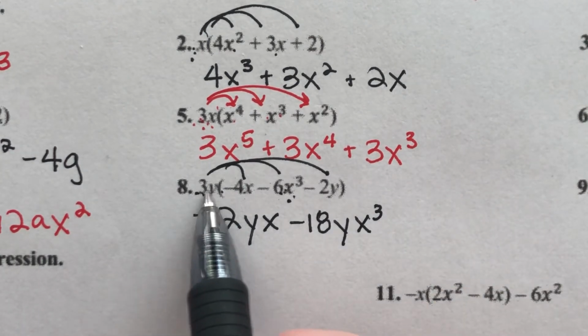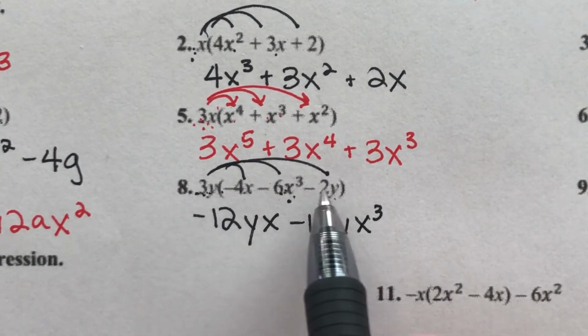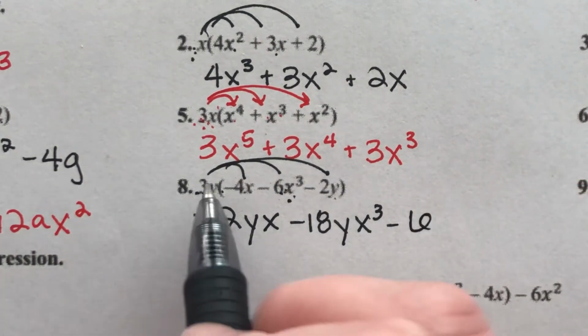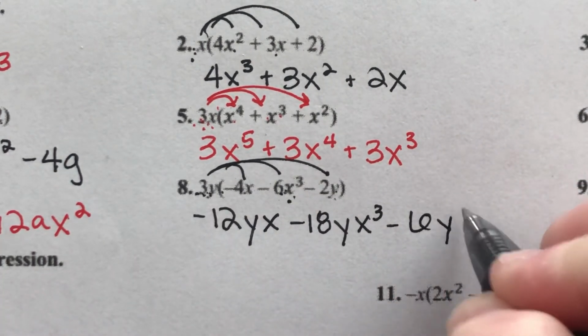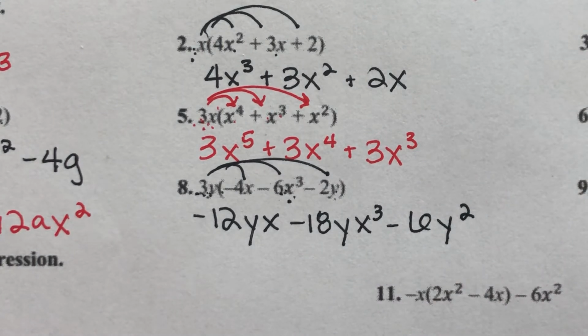And then lastly, 3y times negative 2y. 3 times negative 6 is negative 6. Y times y is y squared. Okay, hopefully that's making sense. Okay, number 3.